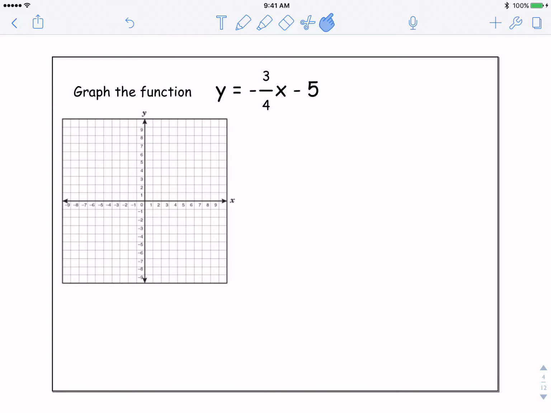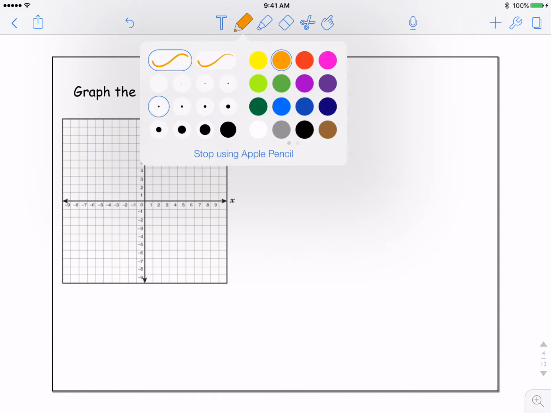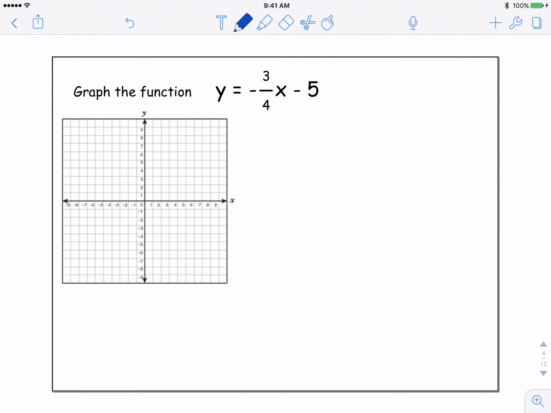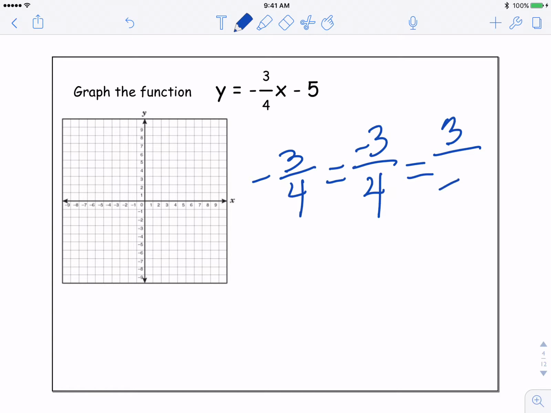Y equals negative 3/4 x. Remember, with fractions, if we have a negative fraction, the negative can go in the numerator or the denominator, but it cannot go in both. So negative 3/4 can either be written as negative 3 over positive 4, or it can be written as positive 3 over negative 4. I'm going to use either of these as my rise over run, because remember, this is still my slope.